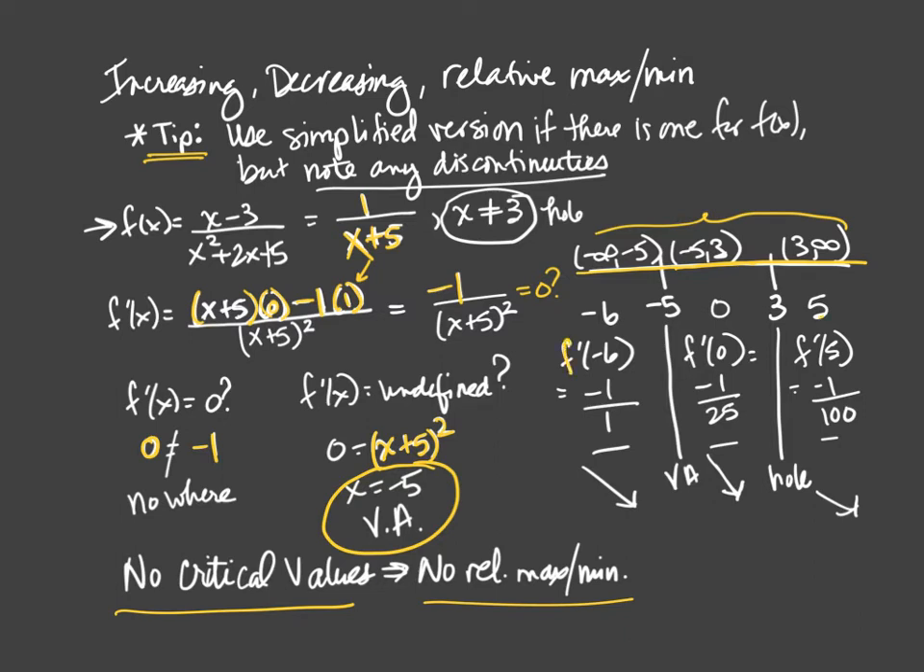So then I'm going to find out, well, what is the value of the derivative at negative 6? And if I plug that into the derivative, I get negative 1 over negative 6 plus 5, which is negative 1, and then negative 1 squared is positive 1. So my result is negative. That tells me my function is decreasing on that interval. So it's decreasing up to that vertical asymptote, right? So we kind of can envision the behavior that's going to go on there once we hit that vertical asymptote.